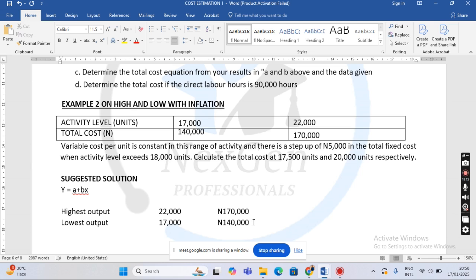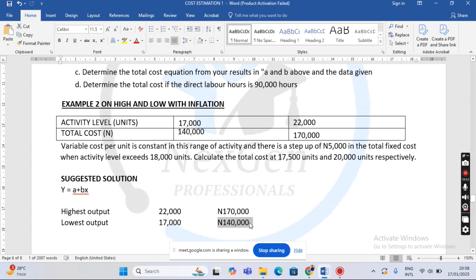What we need to do is that either we are using the lowest cost or we are using the highest cost, depending on the perspective we are looking at it. Now, if you are looking at it in the lowest cost, don't forget that this 140,000 does not include inflation yet, because the production level is still within range. Now, from 140,000 to 170,000, you can see that in between there is a kind of cost increase.